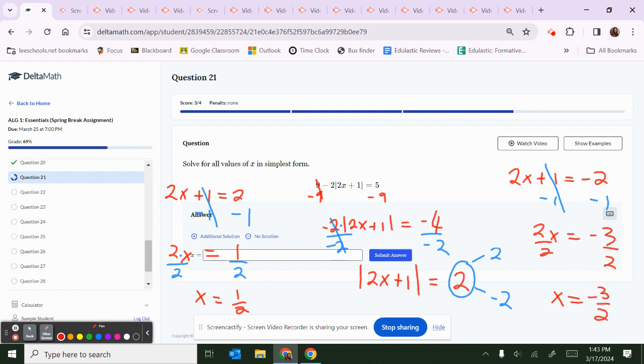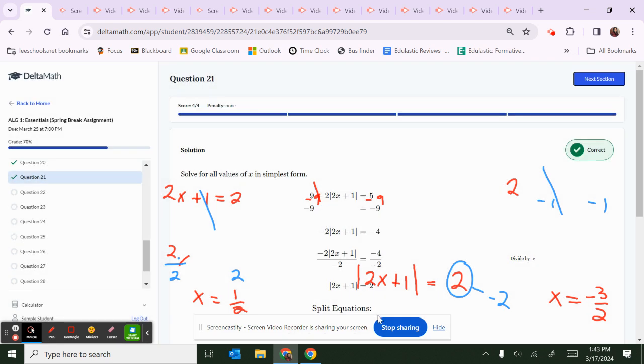All right, so again, guys, those are my two answers. And it doesn't matter which one you type in first, so negative 3 over 2, and then your next answer is 1 over 2. All right, so again, guys, just like that.